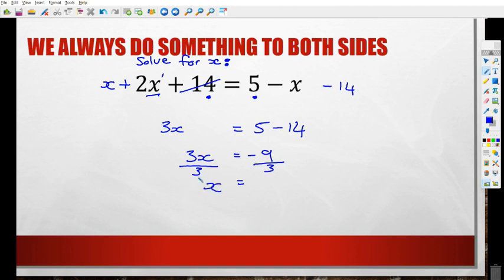So that's going to leave me with x. 3 divided by 3 is 1x, and then negative 9 divided by 3 is negative 3. I hope that's making a little bit more sense to you guys. So let's see if we can do another example.